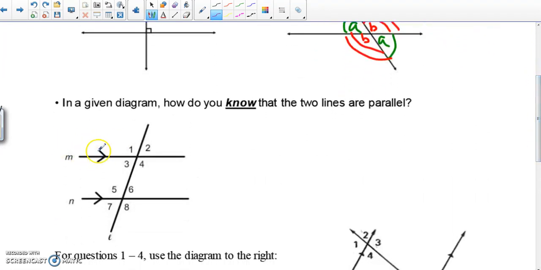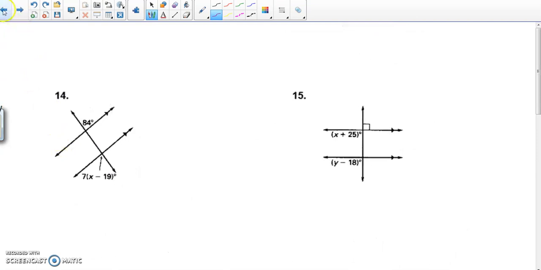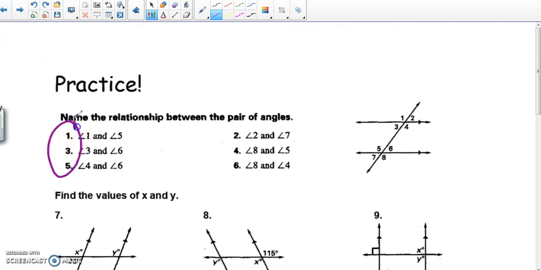All right, we talked about this before. How do you know that lines are parallel? Those symbols right there. In the type of problem you're looking at, it might either tell you the lines are parallel, or it might just give you those arrows. That means the lines are parallel. So what I want you to do is go on to the next page and try numbers 1 through 6. Just name the relationship, see how we're doing, and flip back if you need to. Then I'll unpause and you can look at how you did. Go ahead and try those now.